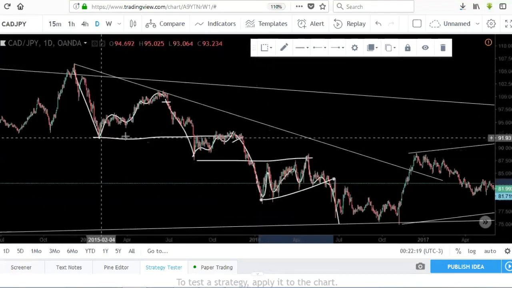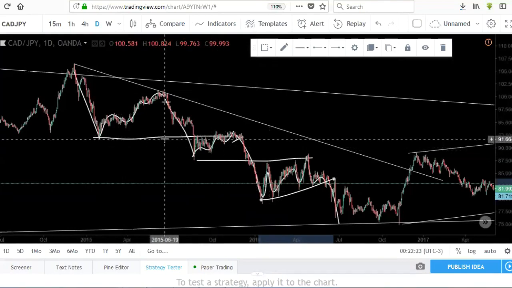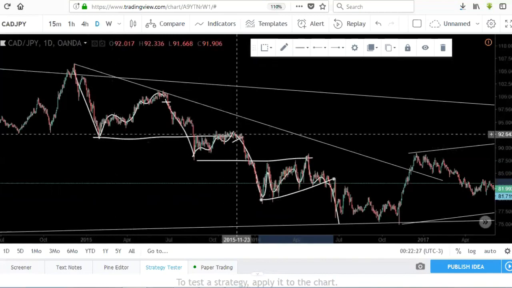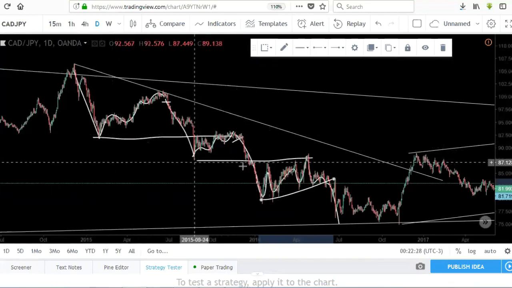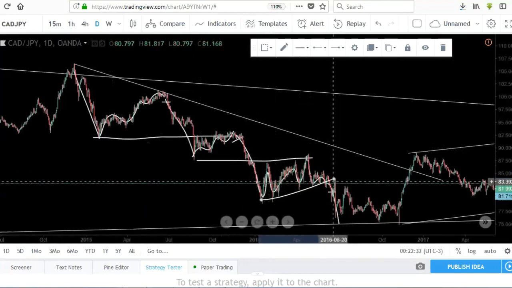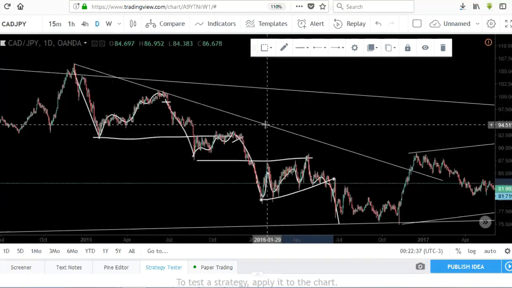Treated this previous support as now resistance, because we covered this in the support and resistance level. Previous support as now resistance. Okay, that's the downtrend example of this.